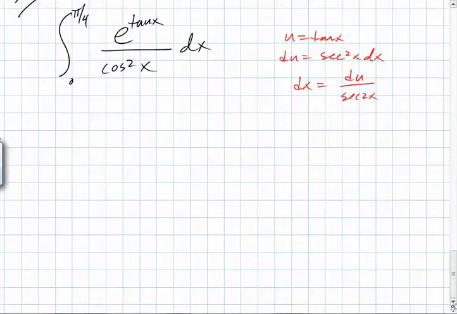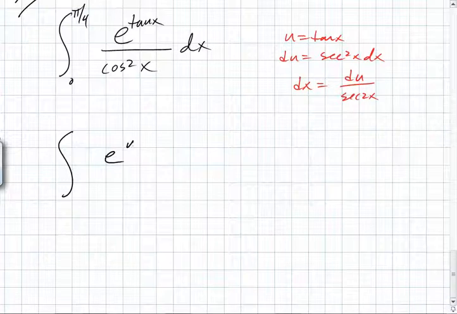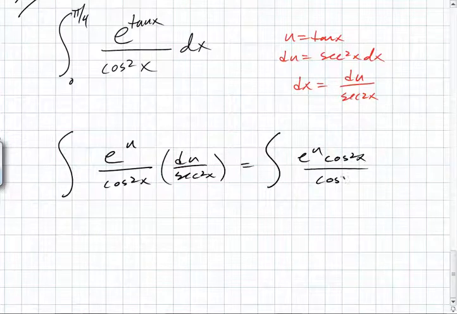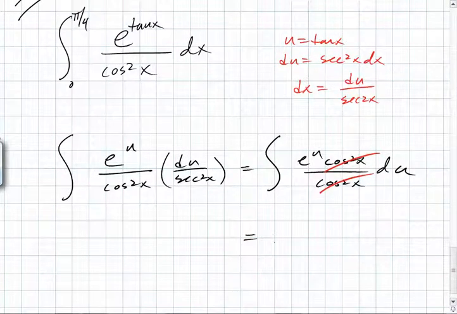Okay. So let's do this here. e to the what? u power over cosine squared x times du over. What is secant? So what does that do? That's e to the u cosine squared x over cosine squared x du. So what cancels? Is that really nice? So what's the integral of e to the u? So this is e to the u.